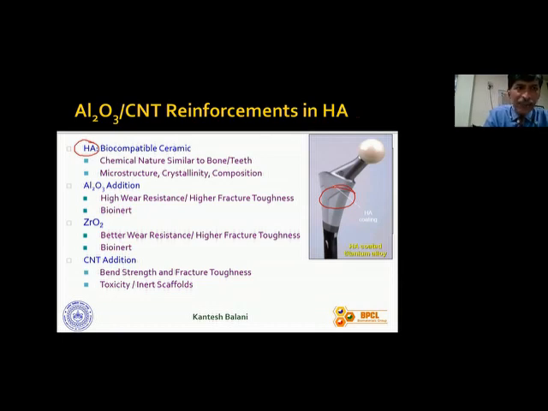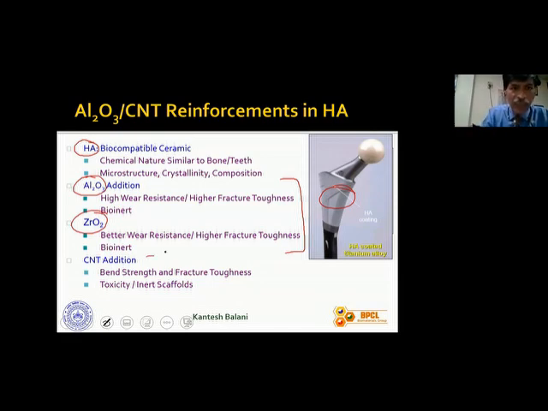We add some additives like aluminum oxide, zirconia for providing toughening, but they are bio-inert in nature, so they compromise a little bit on the activity of the material. So the cells will be there, but they will not be osteogenic in nature. They will not create new binding sites.